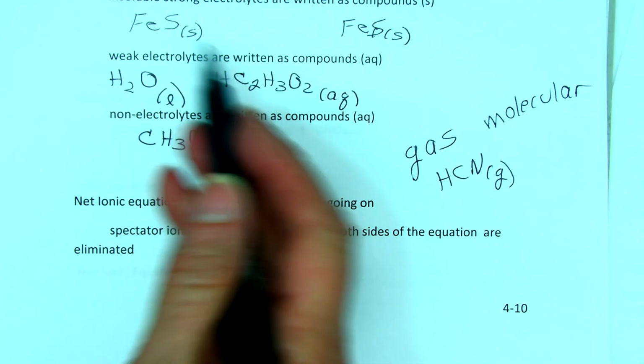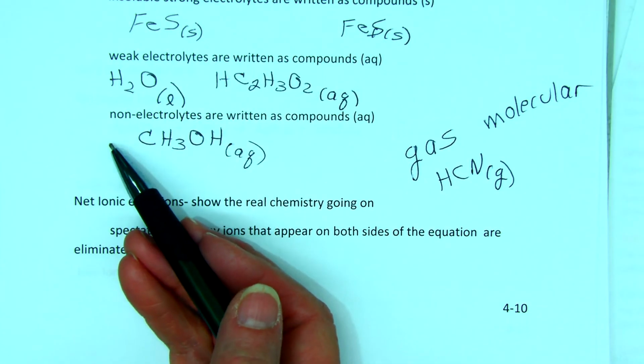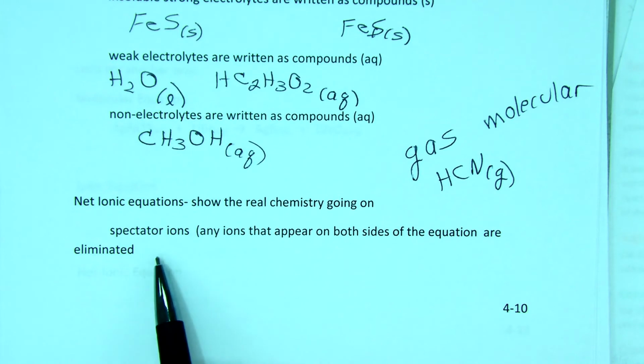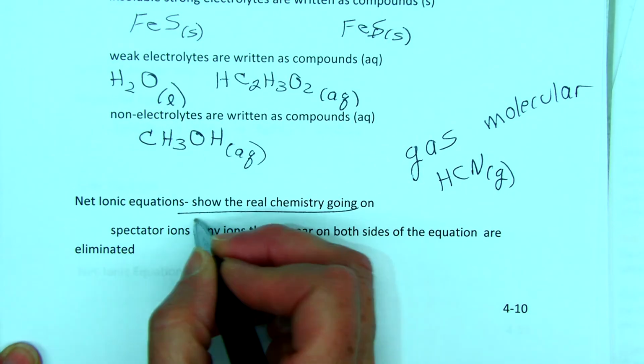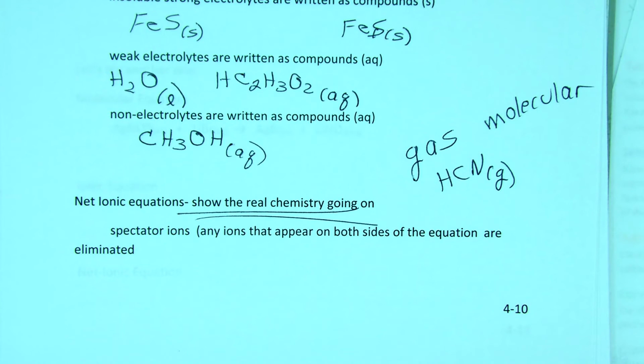So the ionic equation tells us what's really in the beaker. The net ionic equation is the one we're interested in. This shows the real chemistry. So any spectator ions, ions that are on both sides of the equation, get eliminated to see the real chemistry.